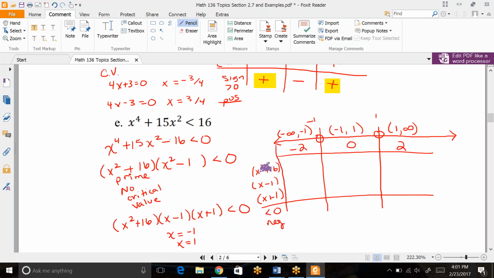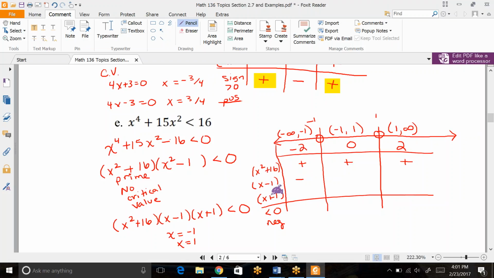So -2 squared is positive, plus 16 would still be positive. 0 squared is 0, plus 16 is positive. 2 squared is 4, plus 16 is positive. So no matter what you plug into this first factor, it always gets squared, which makes it positive, and you add 16 more to it, so it stays positive.